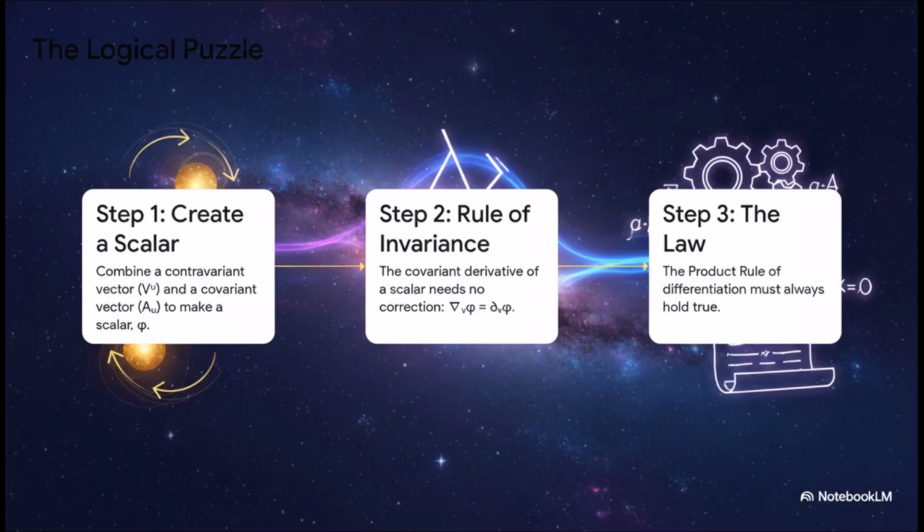So now we've got a logical setup with two unbreakable rules. Rule number one, the derivative of a true scalar is simple. It doesn't need any correction term because it's already a truth. Rule number two, the product rule from calculus. Yeah, that one. It must always hold true, no exceptions. Both of these things have to be true at the same time.